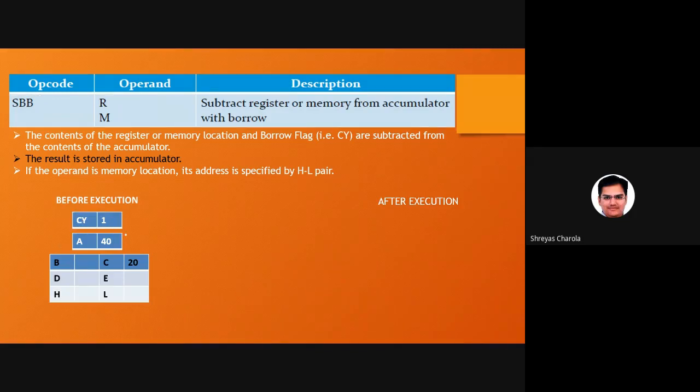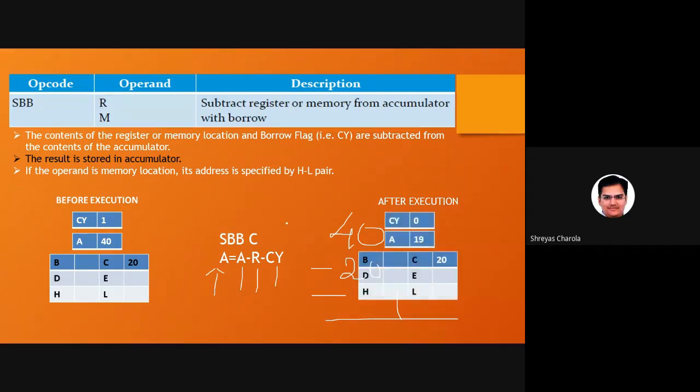So suppose I write SBB C, so accumulator minus R minus CY, and the answer will be stored in the accumulator. What is the accumulator now? 40 minus 20 minus carry. What is the answer I will get? 19, and that will be stored in the accumulator. After the subtraction, this borrow flag will be 0. Clear, all of you? Very good.